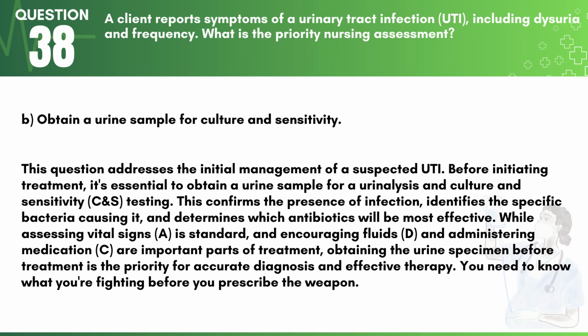While assessing vital signs, A, is standard, and encouraging fluids, D, and administering medication, C, are important parts of treatment, obtaining the urine specimen before treatment is the priority for accurate diagnosis and effective therapy. You need to know what you're fighting before you prescribe the weapon.